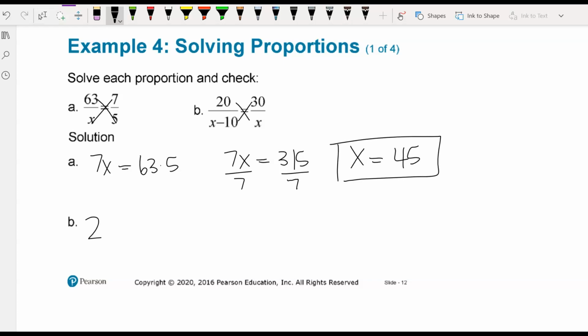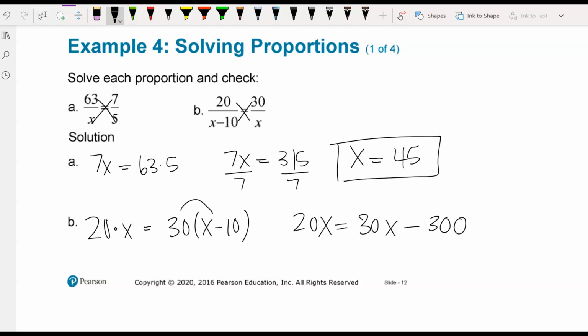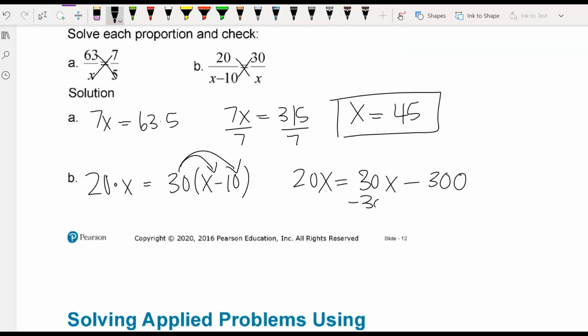All right, the next one, we have 20 times x equals 30 times x minus 10. So 20x equals 30x minus 300. So that's just distributing those. All right, then we subtract 30x, because remember, x is on one side, numbers on the other. So we get negative 10x equals negative 300. So then you divide by negative 10. So you get x equals 30. So the solution set is 30 in your braces.